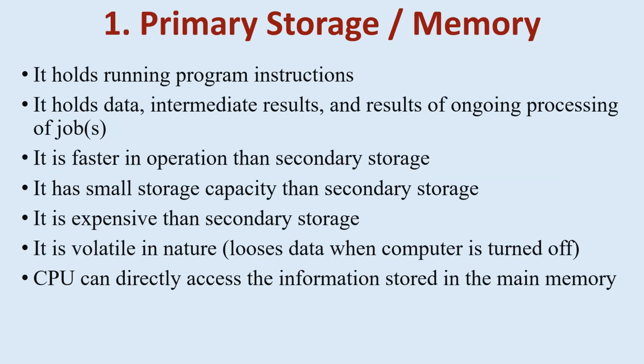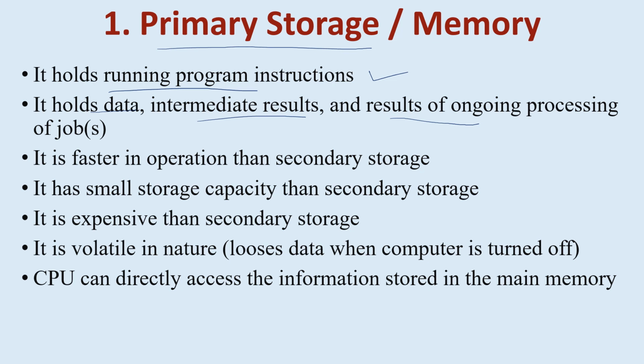So now talking about the primary storage or memory. The primary storage or primary memory holds the running program instructions. It is very important to understand that whatever program or instructions the computer is processing, all those programs or instructions should be in the primary memory before they can be processed by the computer. It holds data, intermediate results and results of ongoing processing of jobs.